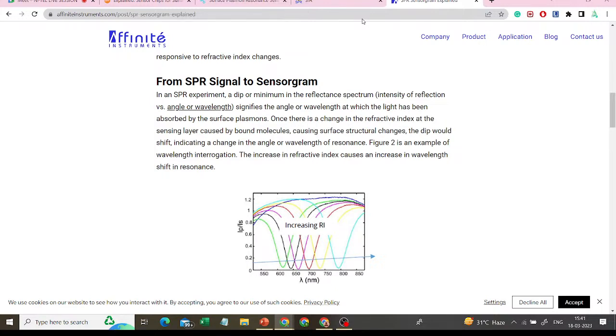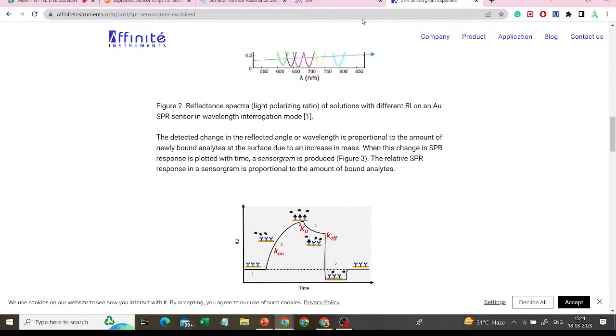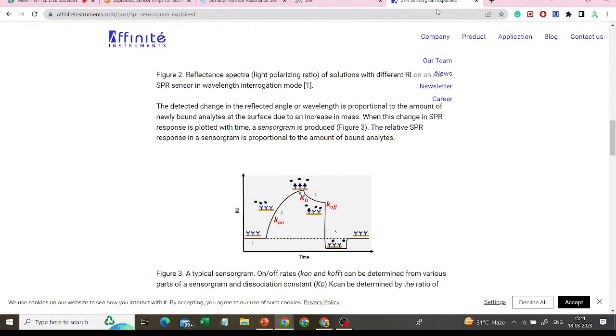In an SPR experiment, a dip or minimum in the reflectance spectrum signifies the angle or wavelength at which the light has been absorbed by the plasmon. Once there is a change in the refractive index, as I just mentioned, the detected change in the reflected angle or wavelength is proportional to the amount of newly bound analytes at the surface due to an increase in mass. So whatever increase in mass is happening will be reflected accordingly.